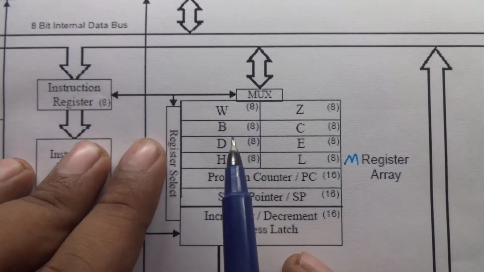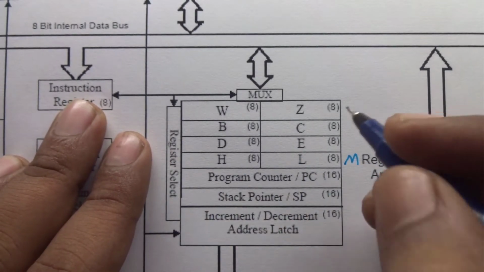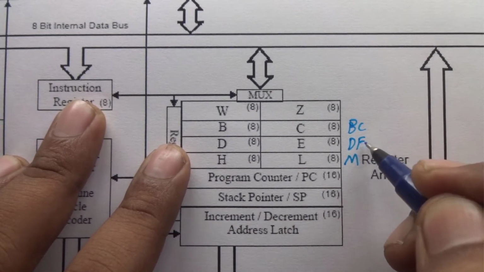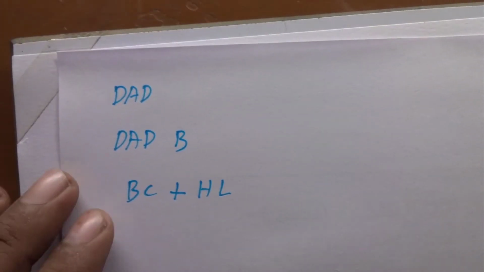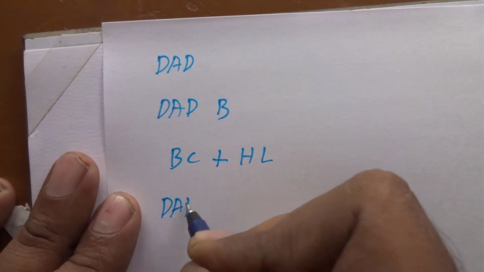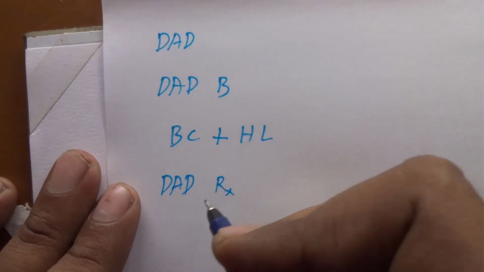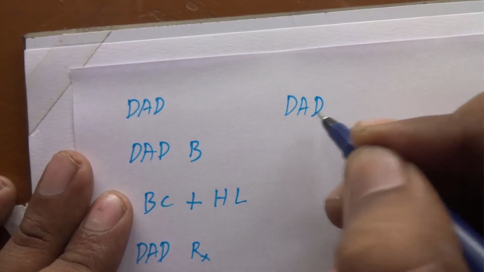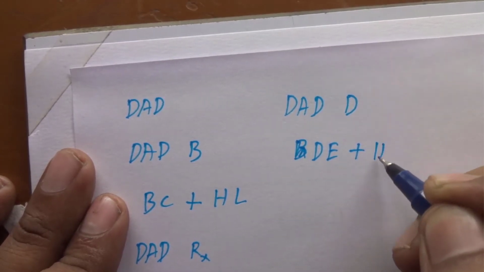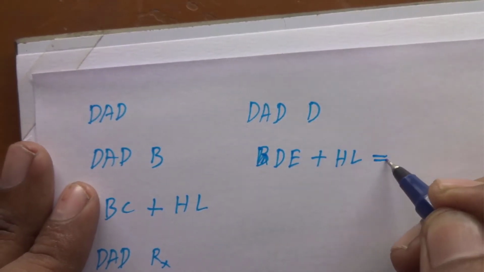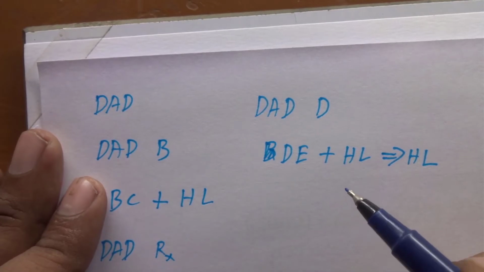In your architecture, we can pair two registers: the BC registers as the BC register pair, the DE registers as the DE register pair, and another one is the HL register pair. The syntax is DAD RX, where RX means the register pair. If I mention DAD D, that means the DE register pair is added with the HL register pair. The answer is stored in the HL register pair. This is used for a 16-bit addition in a single instruction.